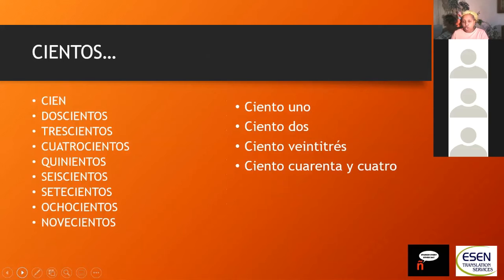Now, the cientos. Now we're talking hundreds. So let's go through the first column. Cien, doscientos, trescientos, cuatrocientos, quinientos. It's that ñe sound that we had with the 19. Ñe.